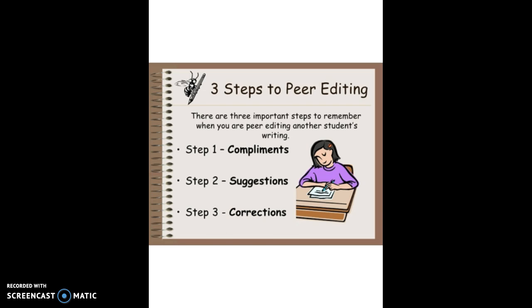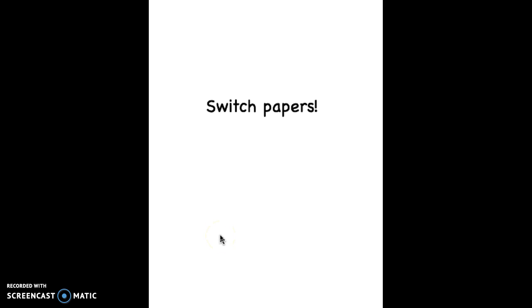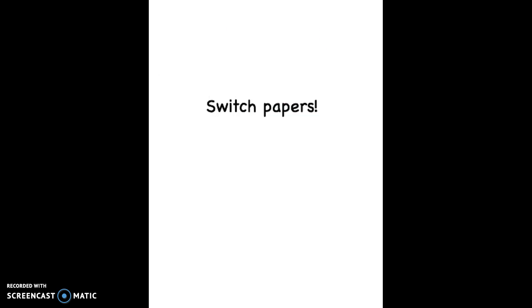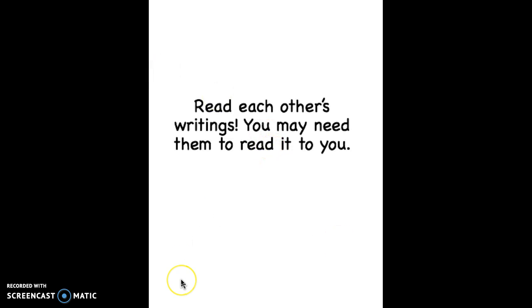So let's get started. Go ahead and take your writing papers, this paper right here that you've completed. You are going to switch papers with your buddy. So you give your paper to your buddy and they're going to give you their paper. Now what you're going to do is you're going to take time to read each other's writings. If you can't read what they wrote, they can read it to you. You can go ahead and play rock, paper, scissors to see who's going to read their writing first. Or you might even just be able to read it on your own if they have really good handwriting.